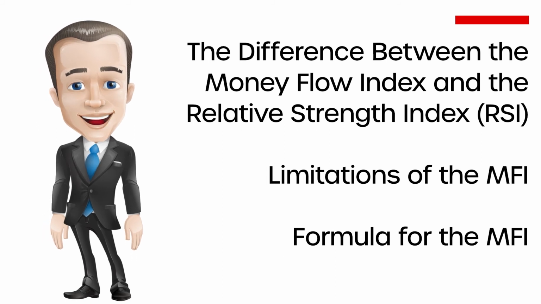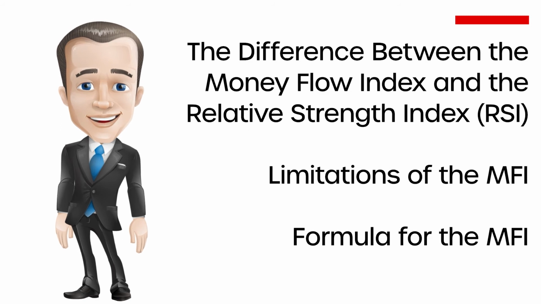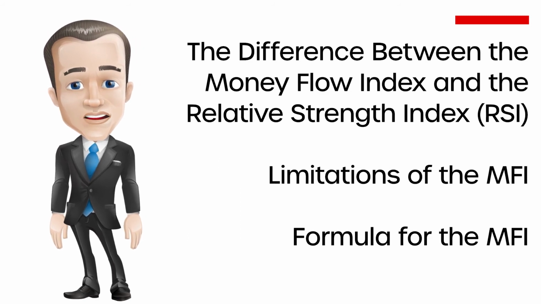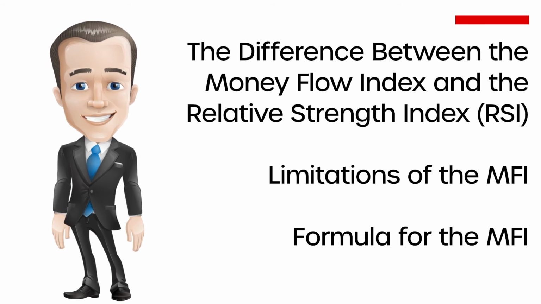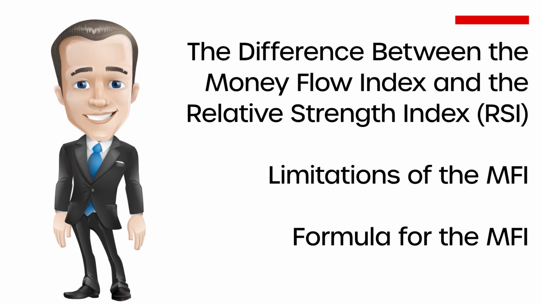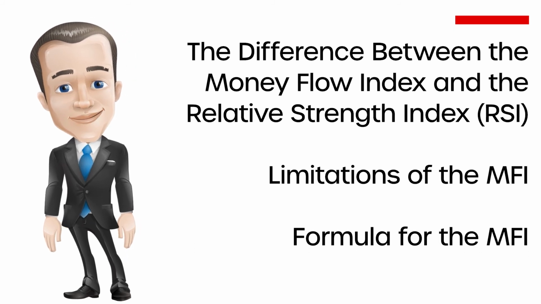Limitations of the money flow index. The MFI is capable of producing false signals. This is when the indicator does something that indicates a good trading opportunity is present, but then the price doesn't move as expected, resulting in a losing trade. A divergence may not result in a price reversal, for instance.